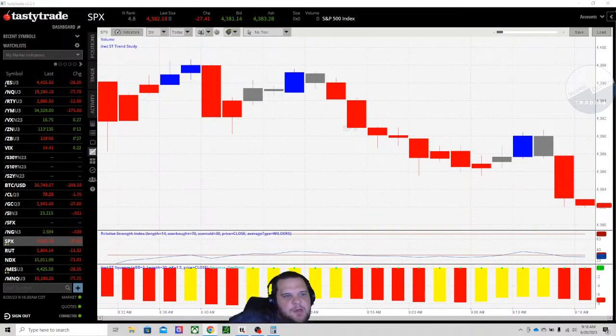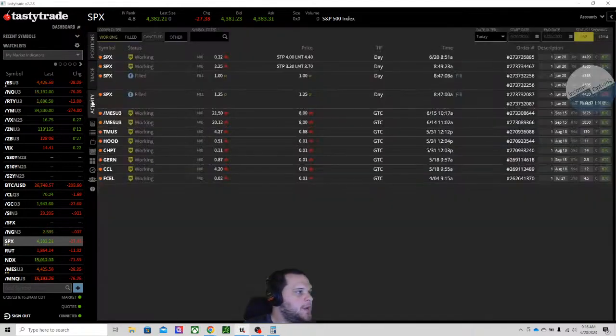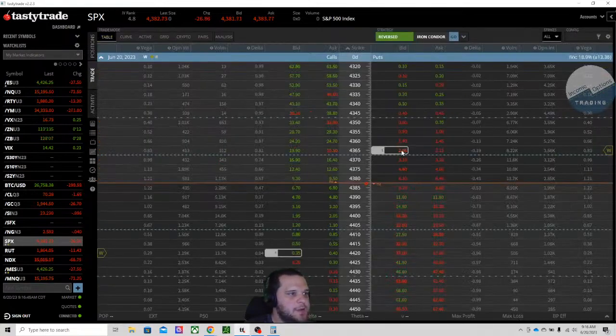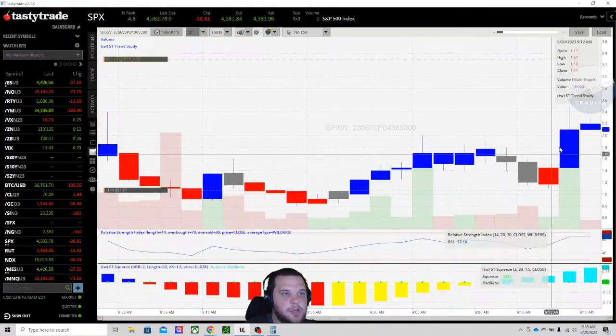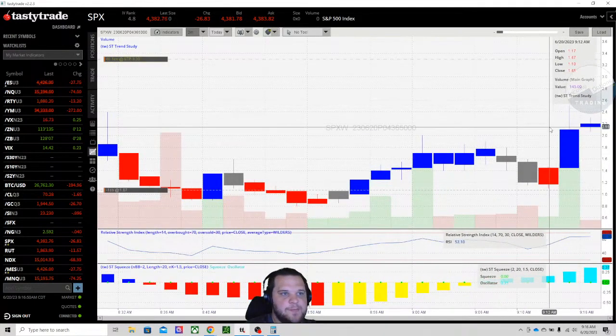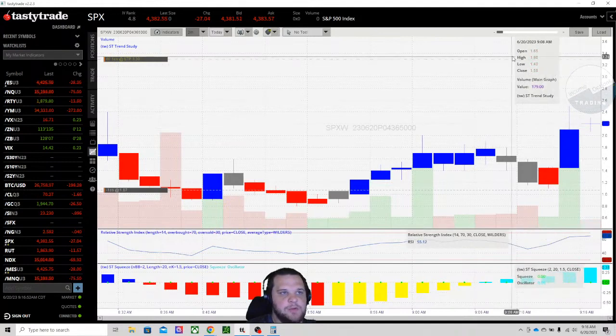So let's see how my trade is doing here. Right now my put side is trading at 215, so still $1 away from my strikes. I'm curious how close we got. So not too far, or not too close, I should say.